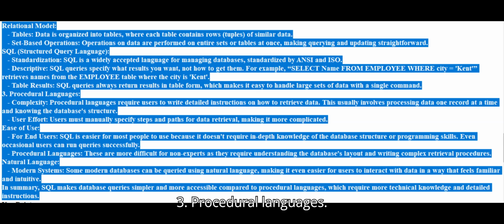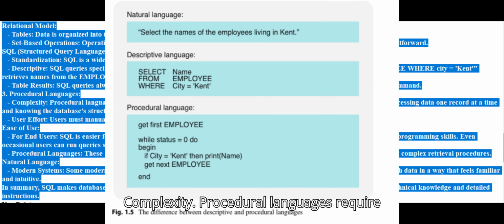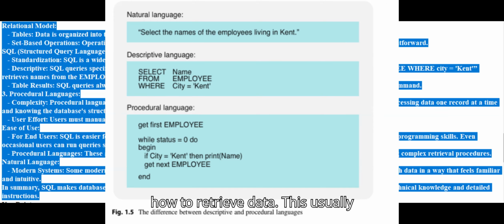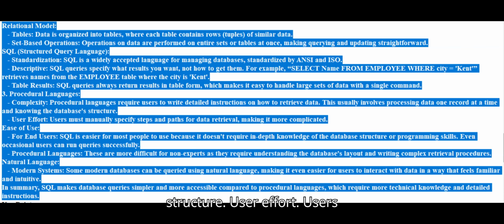3. Procedural languages. Complexity. Procedural languages require users to write detailed instructions on how to retrieve data. This usually involves processing data one record at a time and knowing the database's structure. User effort. Users must manually specify steps and paths for data retrieval, making it more complicated.